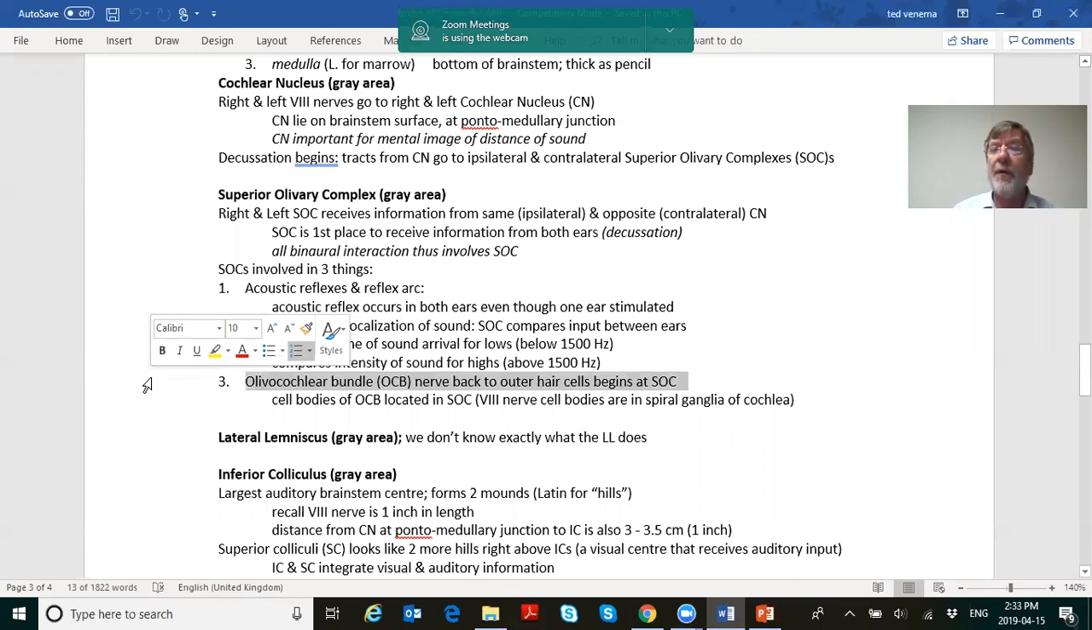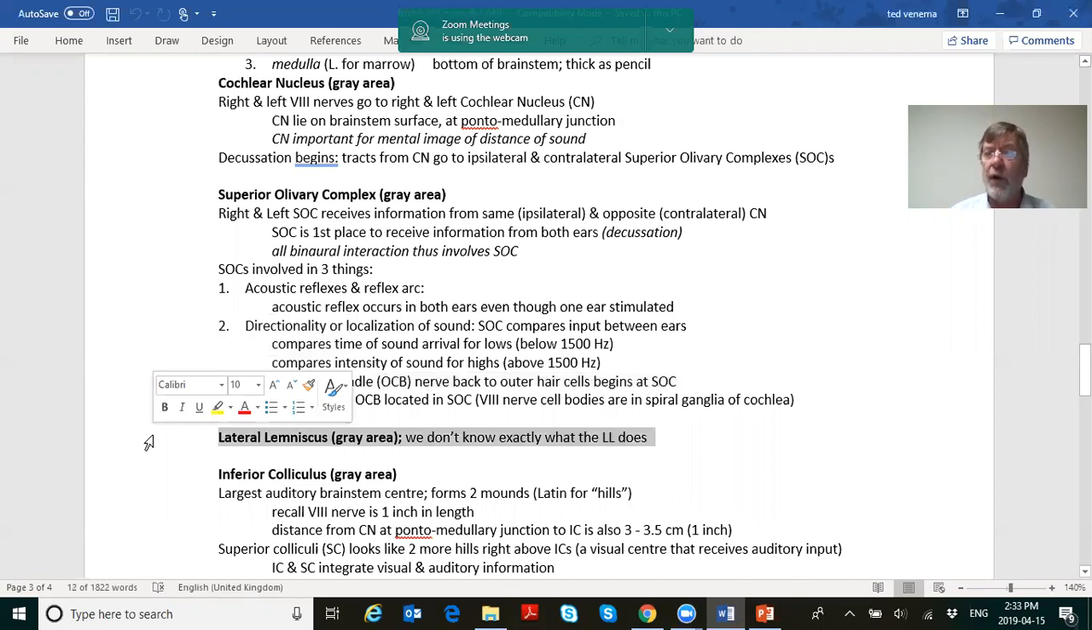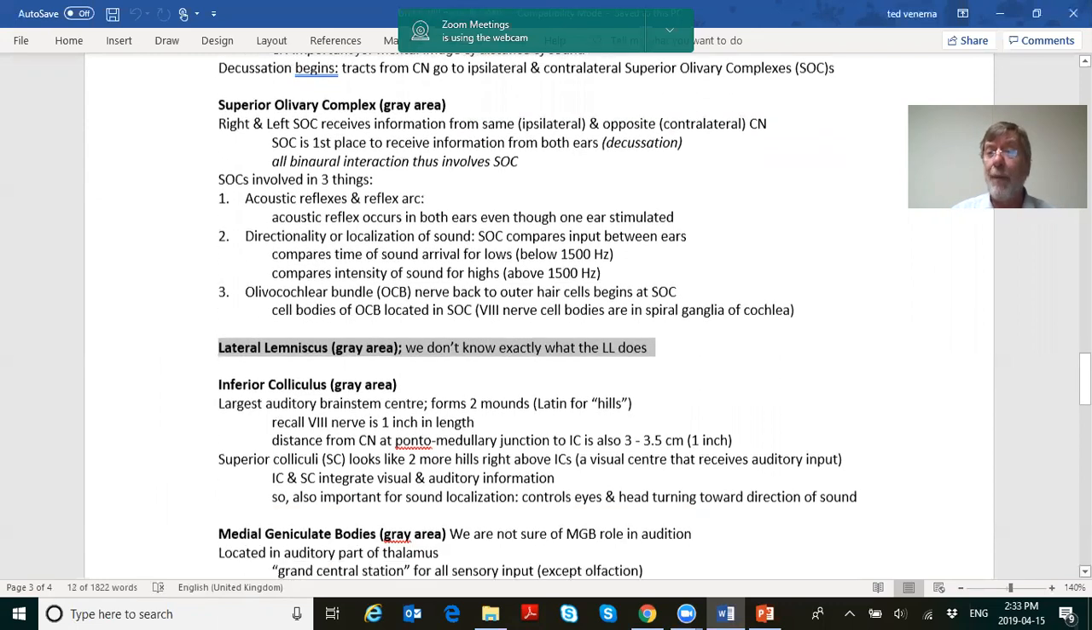So, 3 things that they are involved with. That's a rather important pair of nuclei. You're thinking, boy, this is getting complicated. Well, we'll have some forgiveness here. The next pit stop up, lateral lemniscus, we don't know what it does. Next, we'll go to the top one.